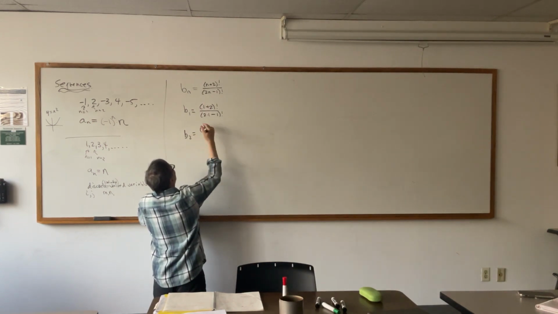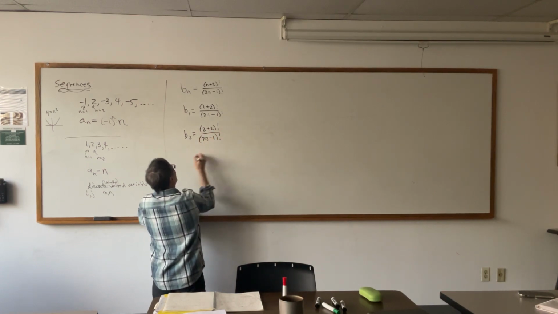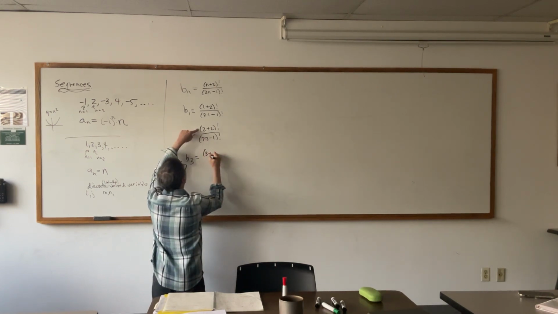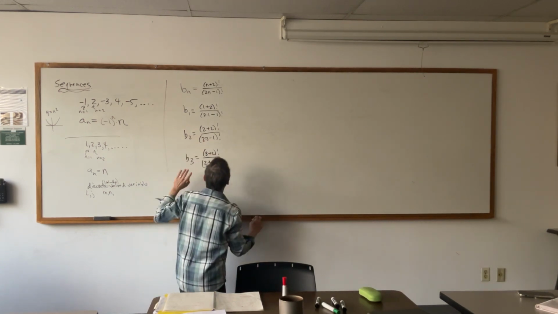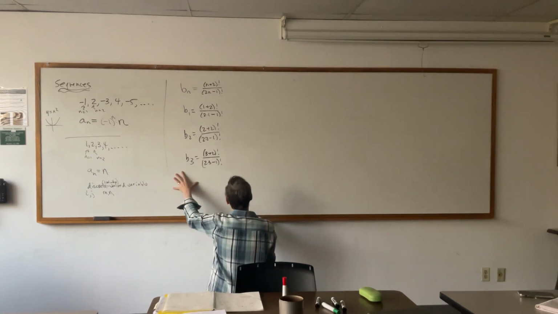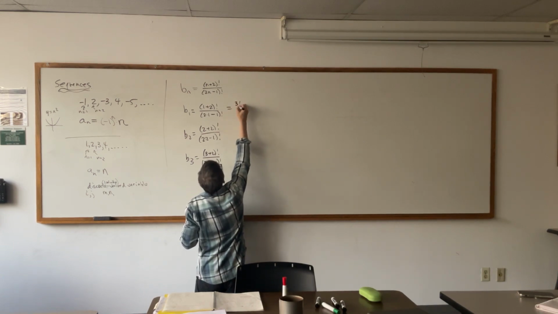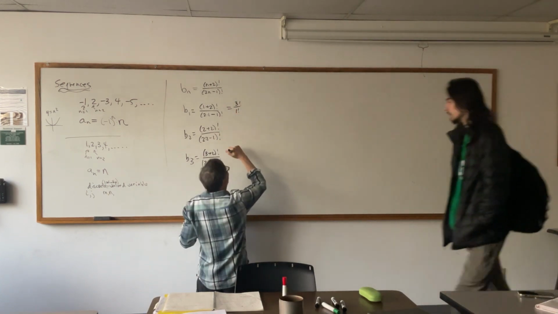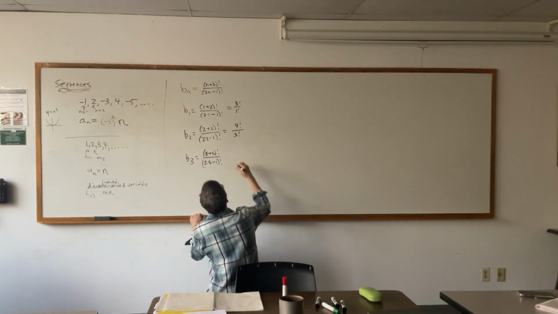So the next one, when n is 2, I've got (2 plus 2) factorial over 2 times (2 minus 1) factorial. And then the third one, b sub 3 equals (3 plus 2) factorial over 2 times (3 minus 1) factorial. That's totally right, but it's not super informative. So what I would recommend is breaking these down and simplifying if we can. That's 3 factorial over 1 factorial. And that is 4 factorial over 3 factorial.